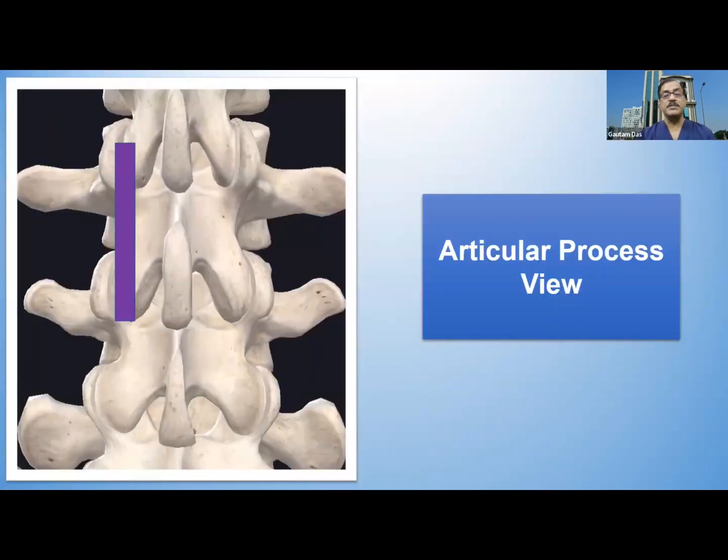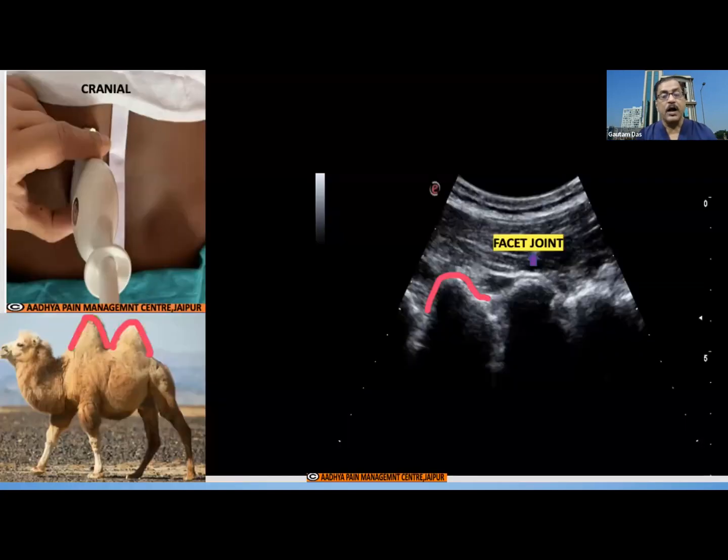Then comes the articular pillar view, but before that there is another. Here it is over the facet joint, but when we move a little bit laterally over the mammillary process, that is another view. In terms of depth, the mammillary process is the most superficial, and after that we'll be able to see the articular process. When you're over the articular process, we'll see what is also called the camel hump. So these are basically over the facet joints, but this is not the proper way to do the facet joint. Facet joint is better done under the cross-sectional view.